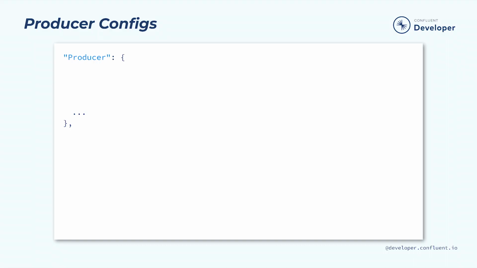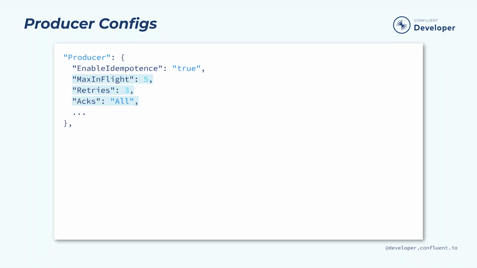In order to achieve effectively once processing, we need to enable some settings on our producer. Normally, when the producer experiences a write failure, it will retry the message. This can result in duplicates. However, if we enable idempotence, then a unique sequence number is included with each write. If the same sequence number is sent twice, then it will be deduplicated.